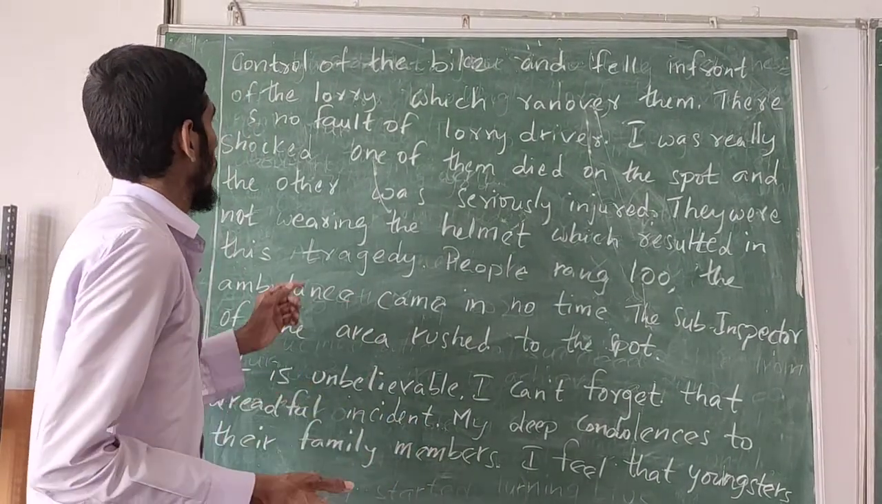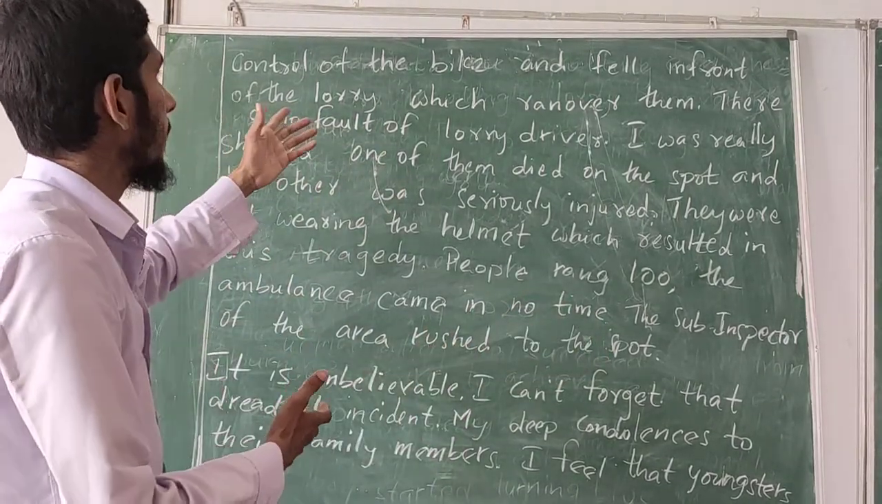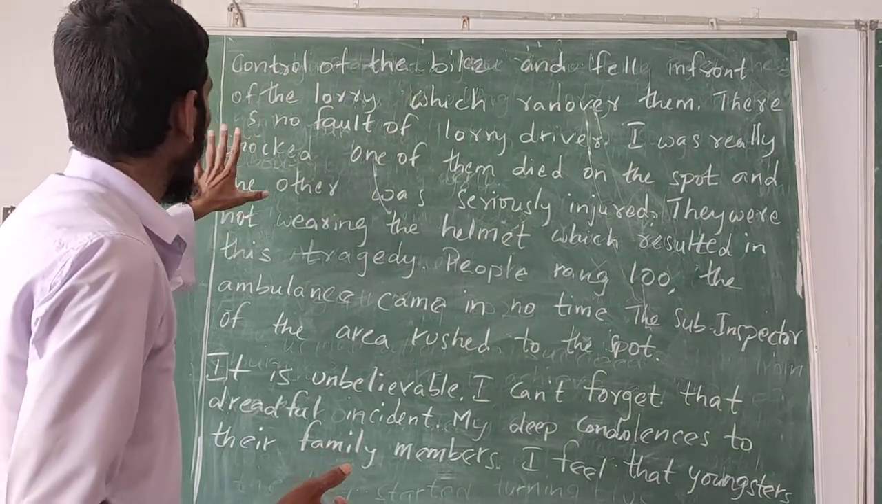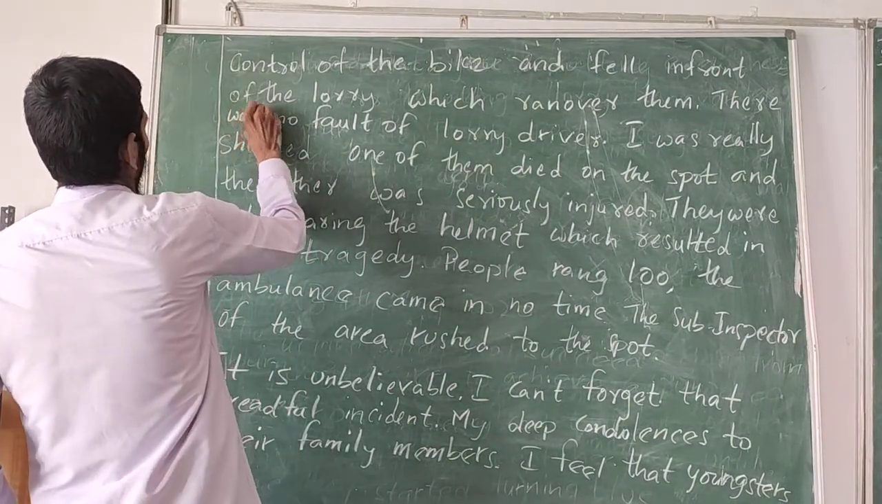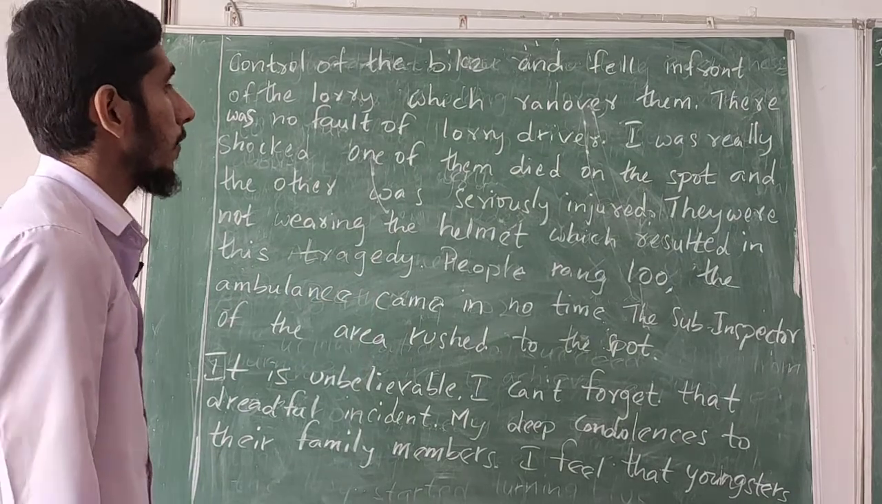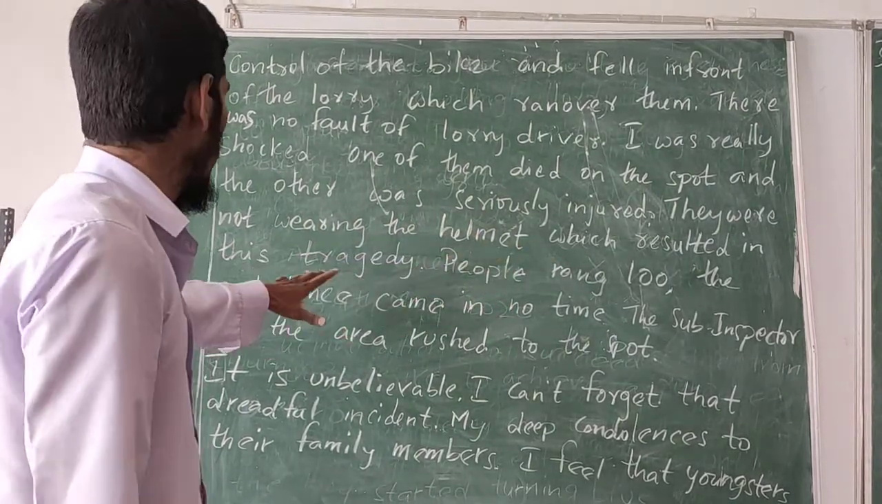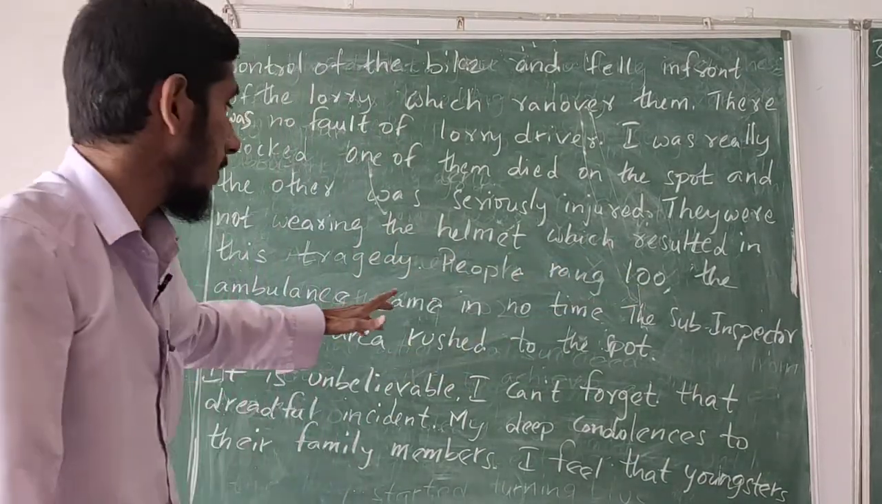So you will see the body of the letter: he lost control of the bike and fell in front of the lorry, which ran over them. There was no fault of the lorry driver. I was really shocked. One of them died on the spot and the other was seriously injured. They were not wearing a helmet, which resulted in this tragedy. So people ran and the ambulance came in no time.